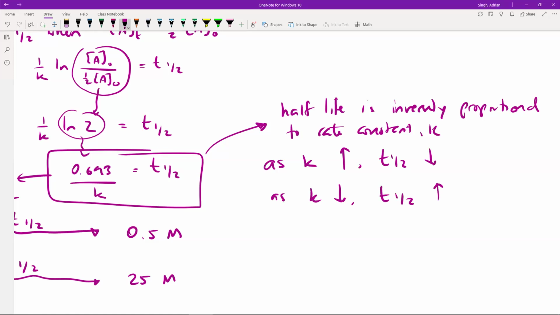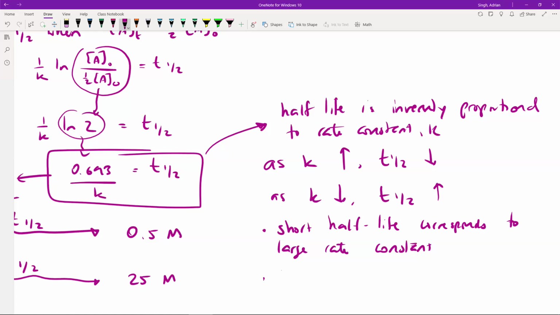So what that means is a short half-life, a small half-life, if you will, corresponds to a large rate constant. And similarly, a long half-life corresponds to a small rate constant.